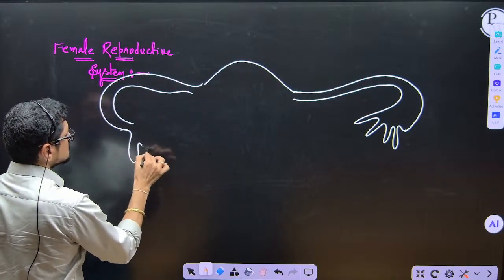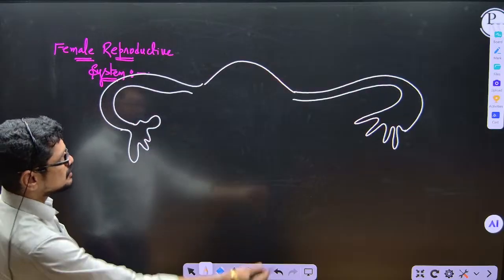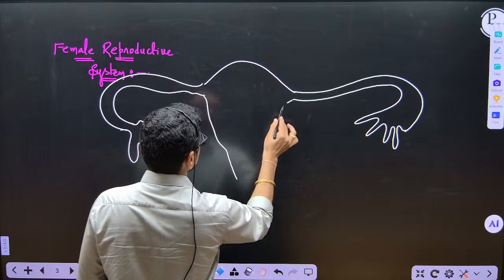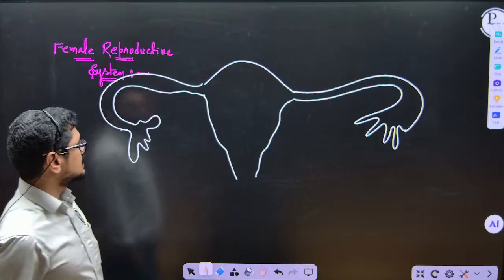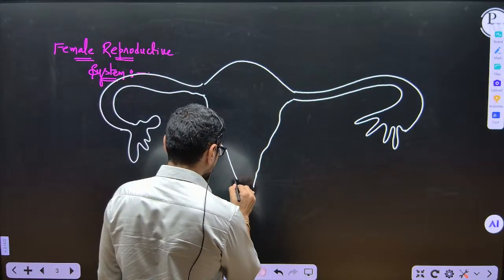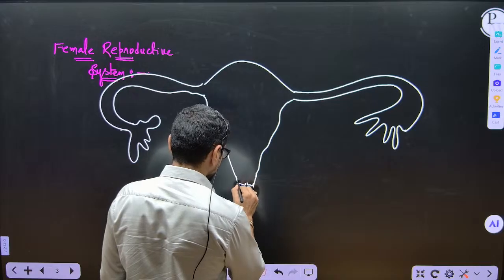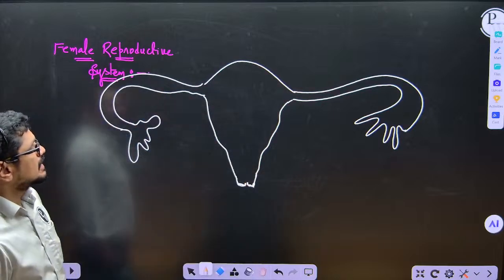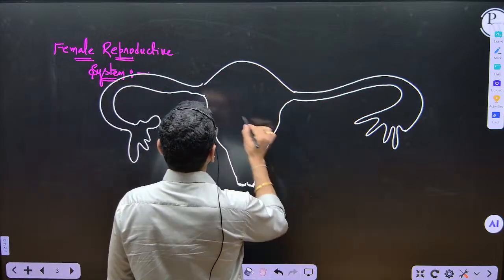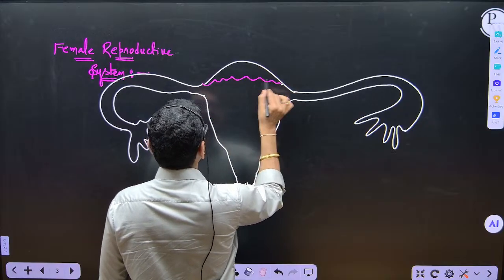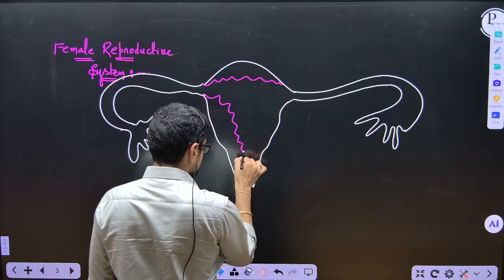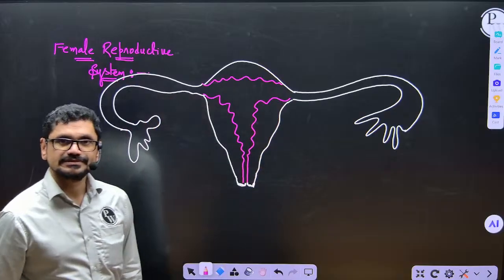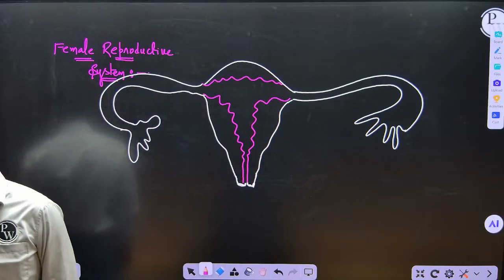Okay, and now this is the finger-like projection. There also you can see the finger-like projection. Now, here, this is the uterus, right? Followed by... so folds are present actually. I will explain what is the structure, everything. Okay, that is the uterus in the estimate.